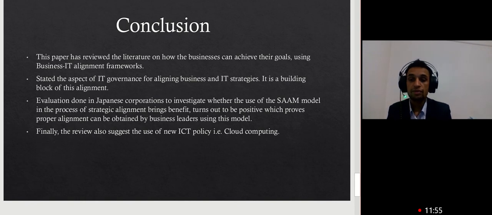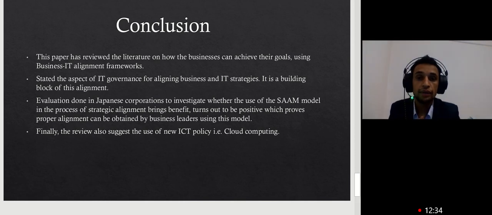The paper has reviewed the literature on how businesses can achieve their goals using business IT alignment frameworks, and stated IT governance as an aspect for aligning the business and IT strategies. It's a building block of the alignment. The evaluation done on the Japanese corporation, to investigate whether the use of the SAM model in strategic alignment brings benefit, turned out to be positive, which proves that proper alignment can be obtained by business leaders using this model. Finally, the review also suggests the use of ICT policy in cloud computing. So with this I would like to end here.